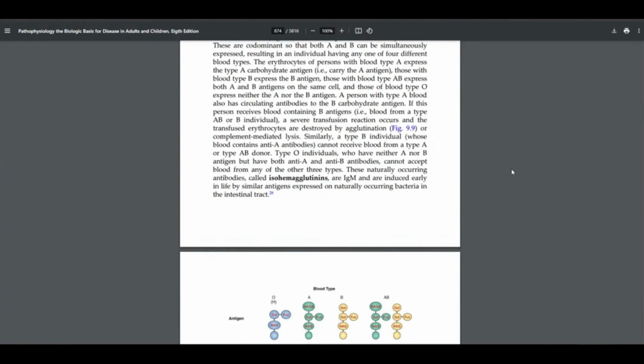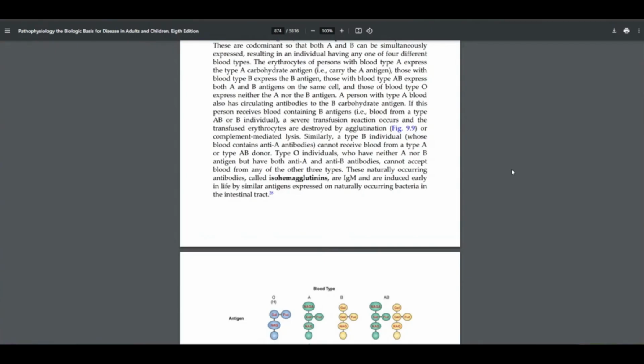A person with type A blood also has circulating antibodies to the B carbohydrate. If this person receives blood containing B antigens, a severe transfusion reaction occurs and the transfused erythrocytes are destroyed by agglutination or complement-mediated lysis. Similarly, a type B individual cannot receive blood from a type A or a type AB donor. Type O individuals, who have neither A nor B antigen but have both anti-A and anti-B antibodies, cannot accept blood from any of the three other types.